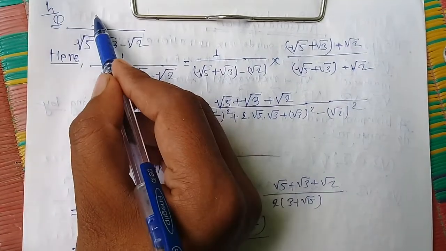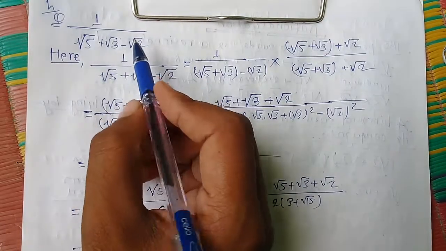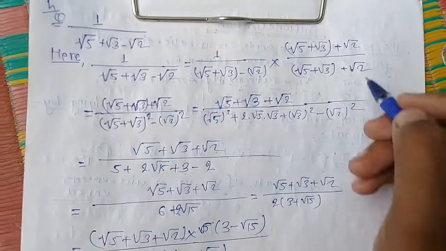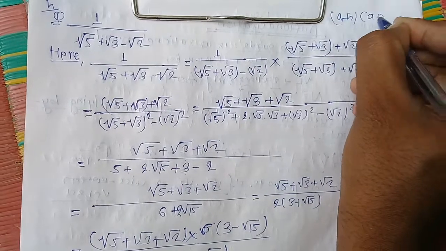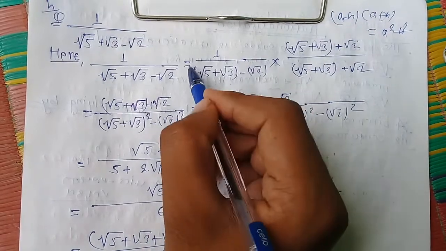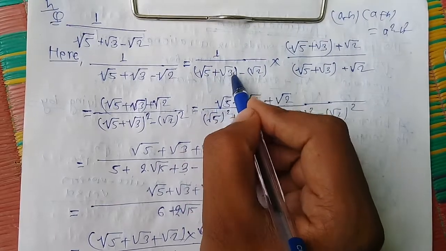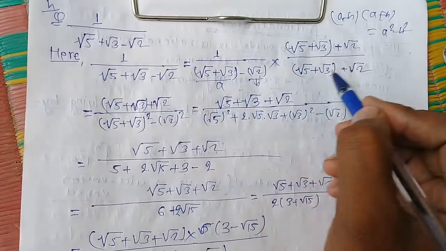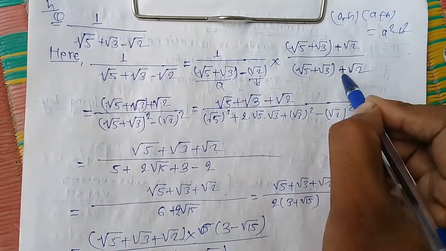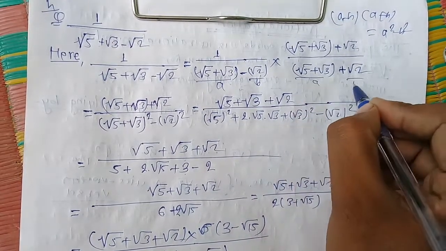Now, 1 divided by root 5 plus root 3 minus root 2, rationalize the denominator. How to rationalize in these situations? Make a and b form, a minus b and a plus b form, that will again give you a square minus b square. So what I have done: 1 over root 5 plus root 3, make this as a and this as b. Here is minus, so we must multiply with plus. So root 5 plus root 3 is a, and this is b.